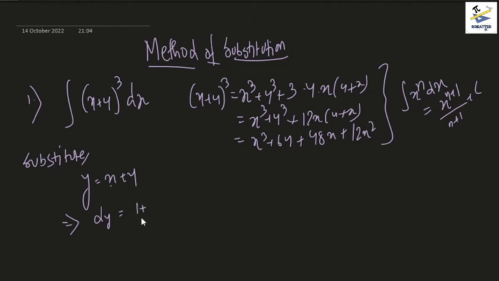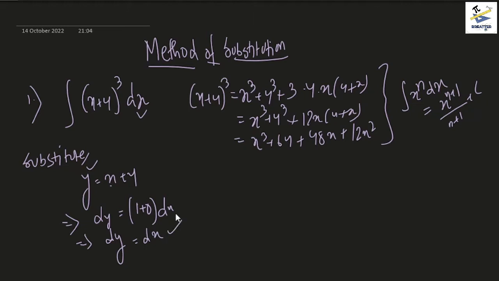Because the derivative of x is 1 and the derivative of 4 is 0 dx. So what we do get is dy is equal to dx, right? So what we are trying to do is, when we are trying to convert the whole integration from a variable of x to a variable of choice y, we also need to find the dy in terms of dx. So the dy would be some function of dx.